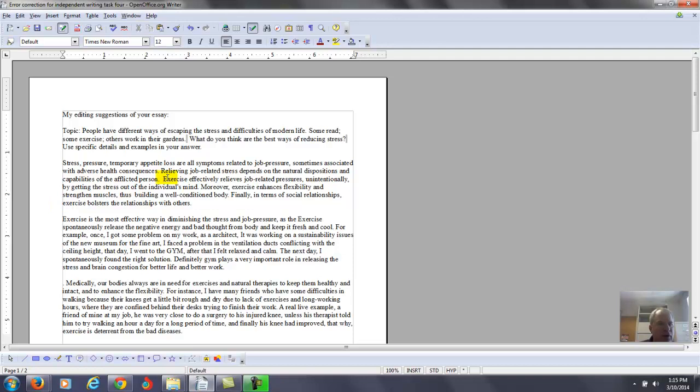All right, so I think if we take a look here, we have our thesis right up in here. So you have exercise effectively relieves job-related stresses unintentionally by getting the stress out of the individual's mind. Moreover, exercise enhances flexibility and strengthens muscles, thus building a well-conditioned body. Finally, in terms of social relationships, exercise bolsters relationships with others. So that gives us our three ideas.